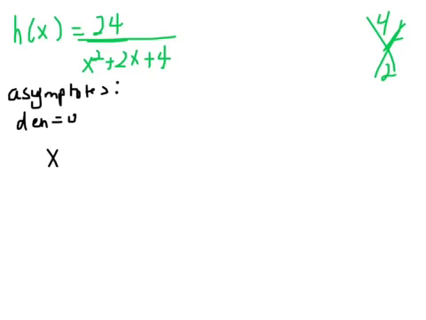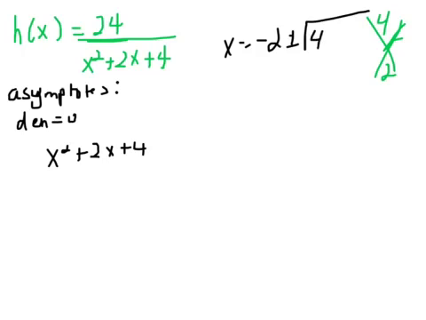If I set that equal to 0, the only way I've got to solve that is the quadratic formula. So here we go. x equals negative b, b is 2, plus or minus the square root of b squared, 2 squared is 4, minus 4, a is 1, c is 4, all over 2a. Sorry, so a is 1. So 2 times 1 is 2.